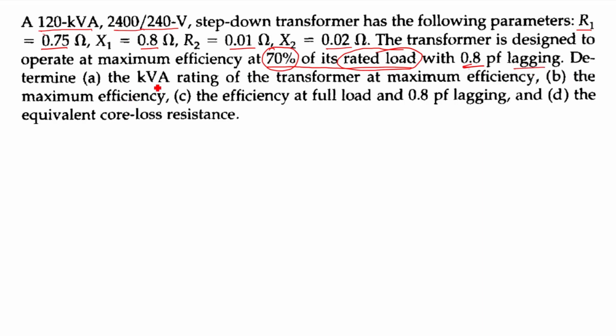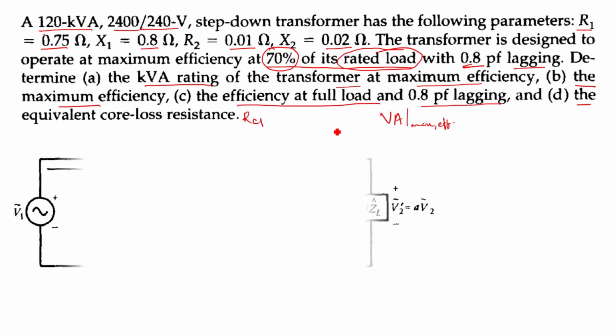Now we have to determine the kVA rating of the transformer at maximum efficiency, that is VA max, right? We need to find the maximum efficiency, and the efficiency at full load and 0.8 power factor lagging, so that we can compare these efficiencies, right? What is the maximum efficiency we are getting and the efficiency at full load, whether they're equal or different, and the equivalent core loss resistance. So we need to find R_C1, right? Okay. So let us proceed then.